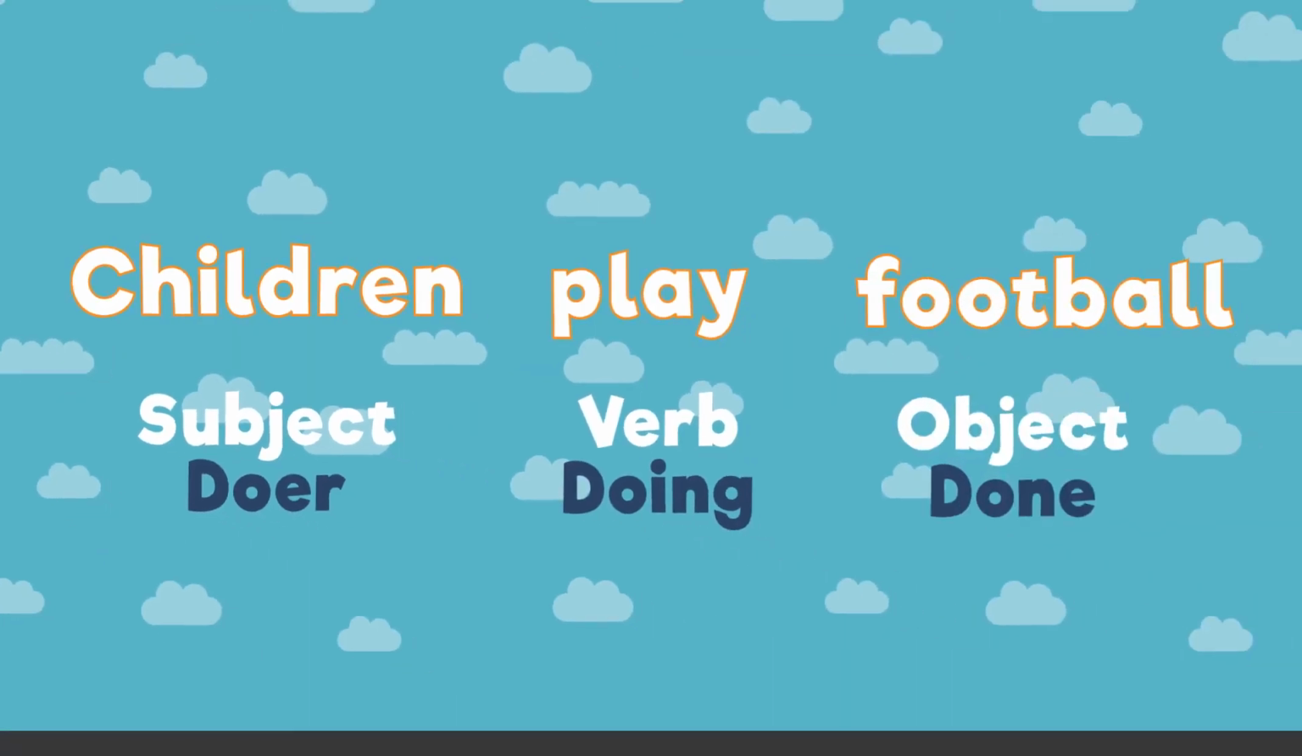Now the sentence says, the children play football. You now know who is doing the action, what the action is, and to what the action was being done. This sentence has all three components of a standard simple sentence: the subject, the verb, and the object. You can also see that a sentence with all three of these components is more meaningful than a sentence with just two components, meaning the subject and the verb.